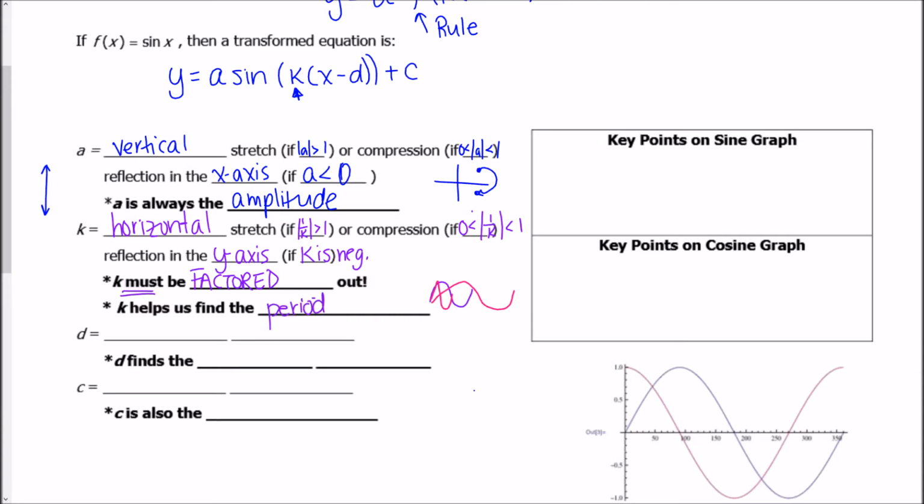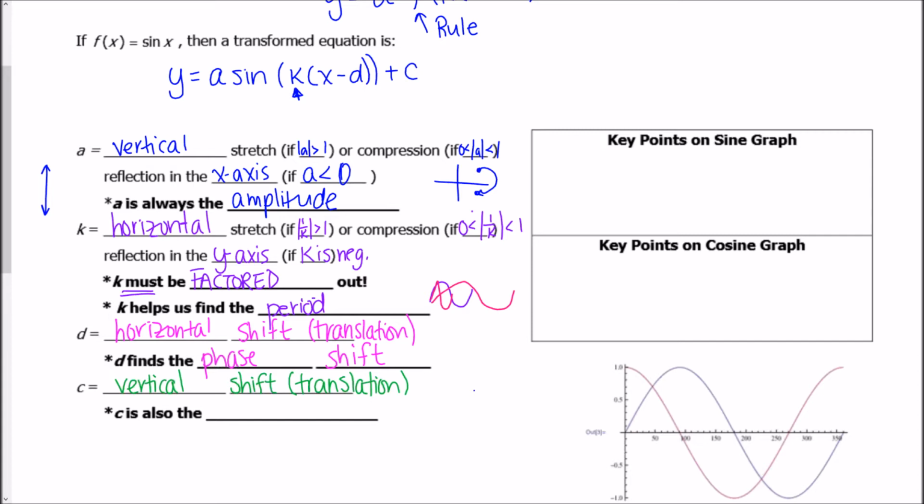Okay, all right, next, d is still going to be our horizontal shift. And remember, it's always the opposite sign, okay? But this time, the horizontal shift is going to help us find the phase shift. And we'll talk about that a little bit more in a few minutes. And then c is going to be the vertical translation or shift, okay? And let's put in brackets that another word for this is a translation. And then here, this is still going to be a horizontal shift or translation.